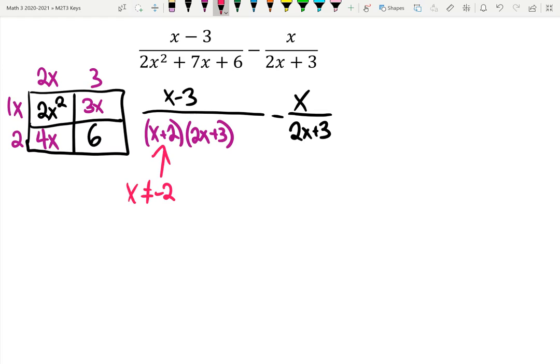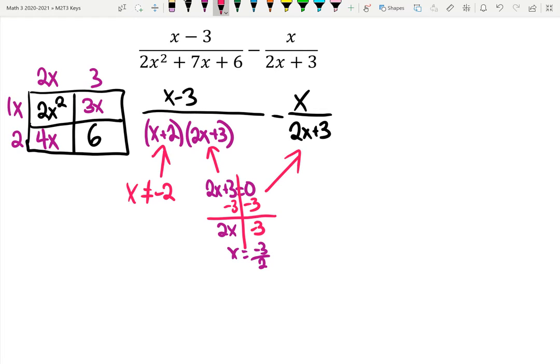Now, this next one might be a little more complex. What is the x value? I don't see it immediately. Well, remember, we're asking ourselves the question, 2x plus 3 equals 0. When does this happen? Using inverse operations, you can find that x is going to be equal to negative 3 halves, negative 1.5. And this is going to be the same value over here. x cannot be negative 1.5.